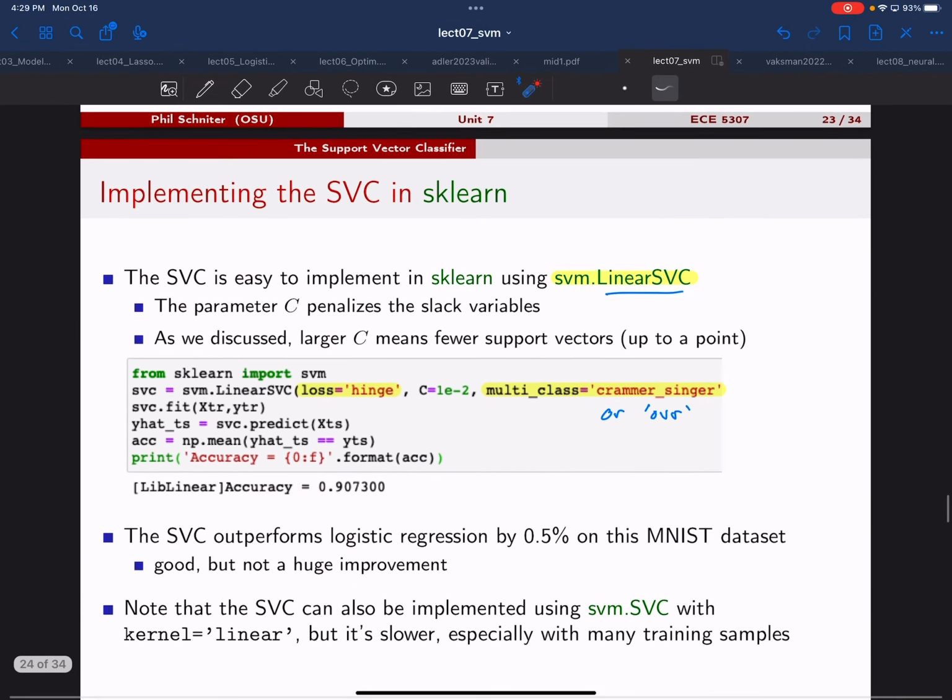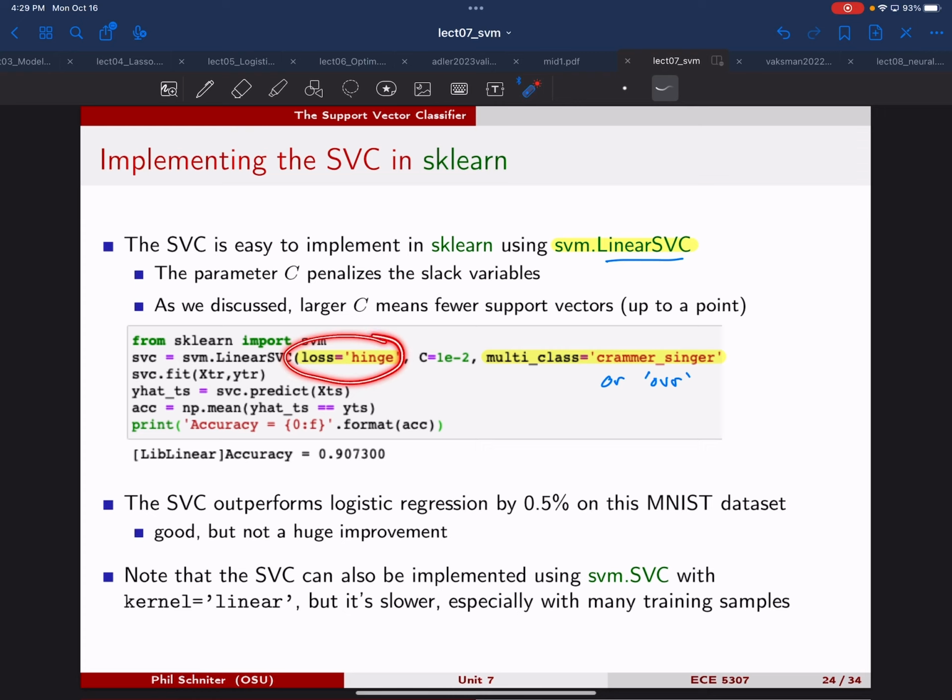So it's a trade-off. For the lab, or the demo, I decided to use the traditional non-squared hinge, which I had to specify this way. And I found that gave a little bit better performance. Other than that, you have to specify the value of C. Remember, that's going to be a bias-variance sort of trade-off. Everything else is just like you would imagine: you do dot fit, you do dot predict, you can compute the accuracy the same way, and we get an accuracy of 90.7%, which is about 0.5% better than logistic regression.